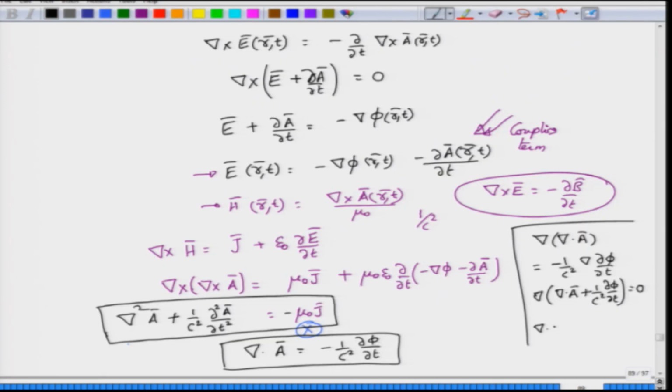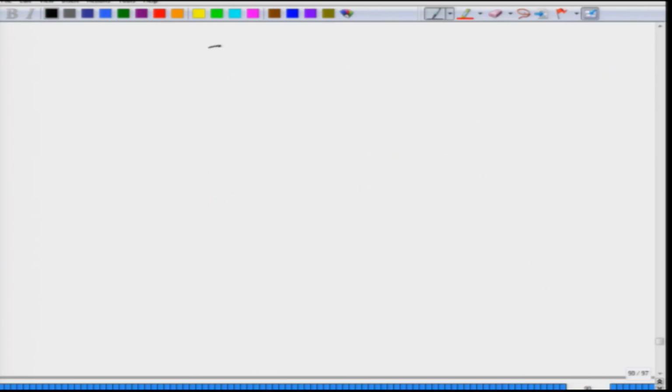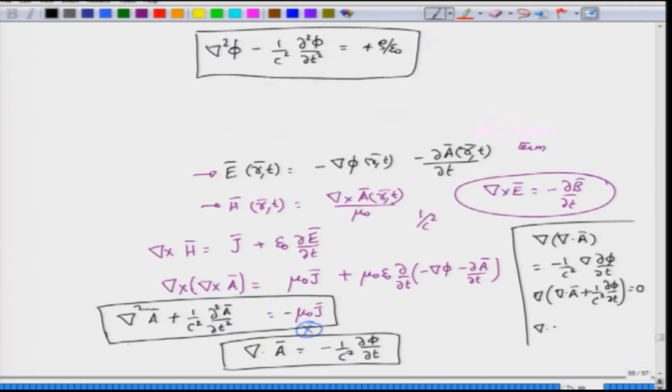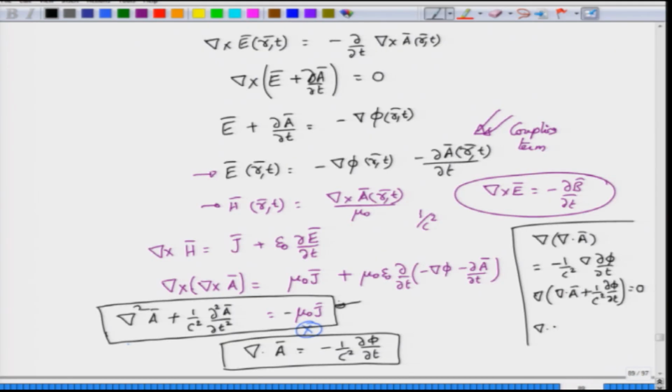Finally, we can also show that there will be another equation for phi as well, which is basically del square phi minus 1 by c square del square phi by del t square, that should be equal to minus rho by, sorry, this is plus rho by epsilon 0. So, this is another wave equation, except that in this wave equation the source term is the charge distribution, and in the previous case the source term for the magnetic vector potential is the current distribution.